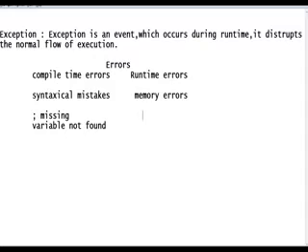Memory errors are, what are the memory errors? Nothing but a stack overflow. What is stack overflow? Segmentation faults. These are called runtime errors, guys. These are called runtime errors, right?